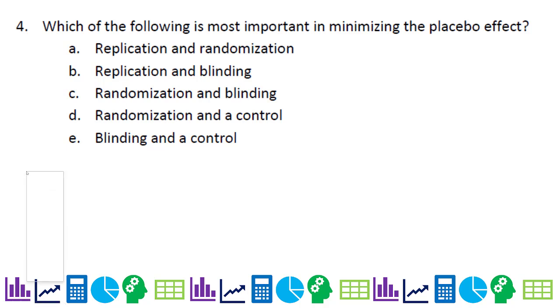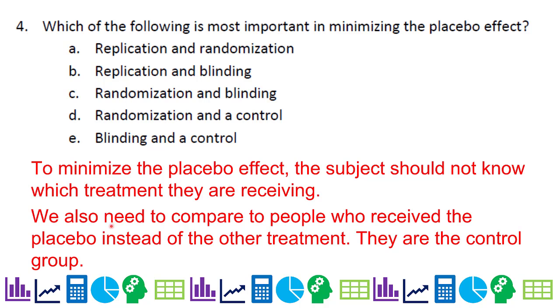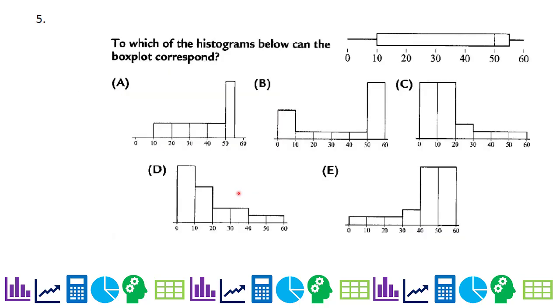Number 4, which of the following is most important in minimizing the placebo effect? To minimize a placebo effect, the subject should not know which treatment they are receiving. That's called blinding, all right? We also need to compare it to people who received the placebo instead of the other treatment. They are the control group. So we need blinding and a control to minimize the placebo effect. Randomization is good, but that's more for confounding variables.